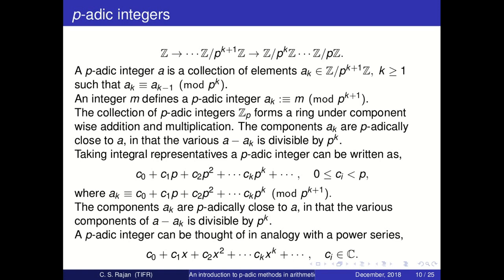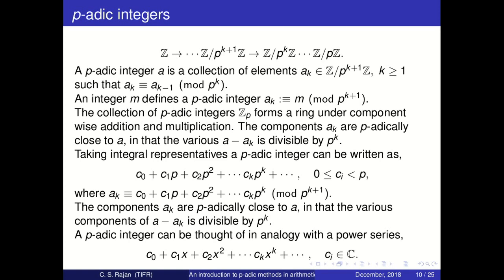Okay? So this is in some sense a completion of the integers with respect to p. That is why the analysis is much easier than for real numbers. Many other things are much easier. It's one kind of integers. Okay? And an integer m defines a p-adic integer, which is what I have said so far, by defining ak as just the remainder of m mod p to the power k plus 1. And that always is going to satisfy this condition. Okay. The collection of p-adic integers forms a ring under component-wise addition and multiplication.